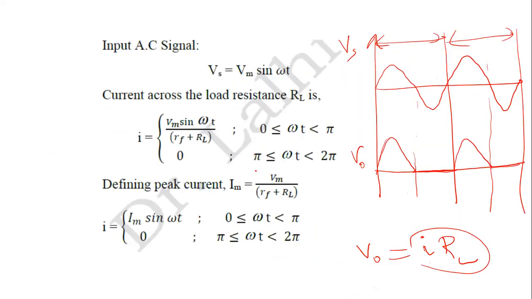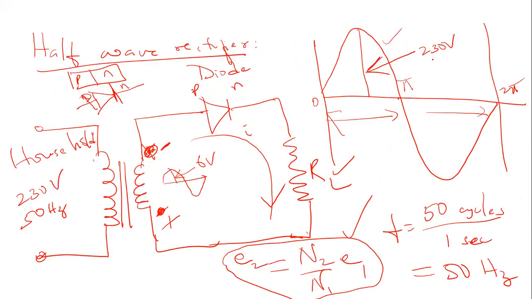Now, this is how we represent the input signal. Vm is the peak value of the AC signal, like I discussed before. What is the total resistance of the circuit? You have your load resistance, and under forward bias we have said that there is a small forward resistance RF. Yesterday we talked about this RF, the small forward resistance.